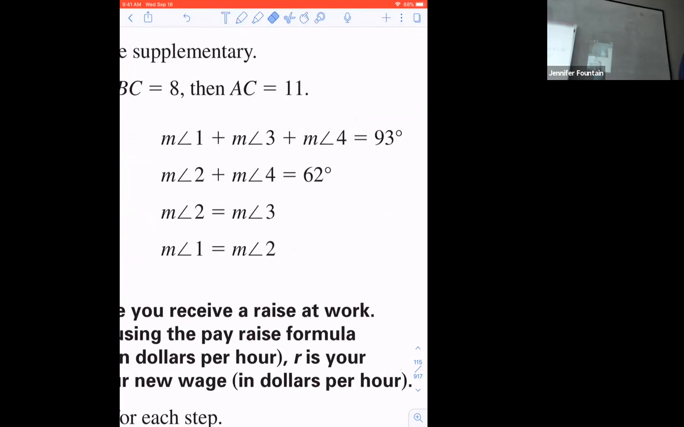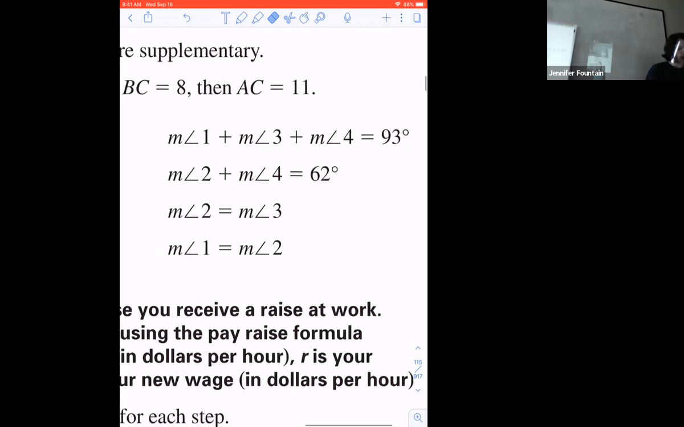So what I need to do here, if I know that 1, 3, and 4 are 93 degrees and 2 and 4 are 62 degrees, is find the measure of 3. Okay, so 2 and 3 are equal. 1 and 2 are equal.